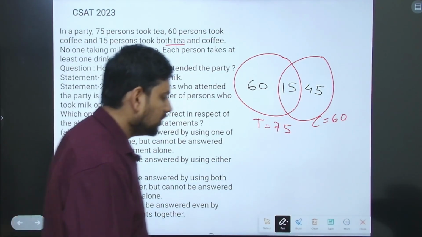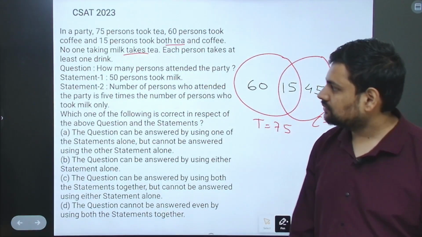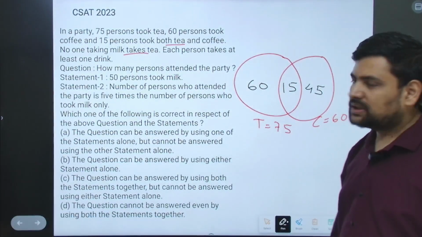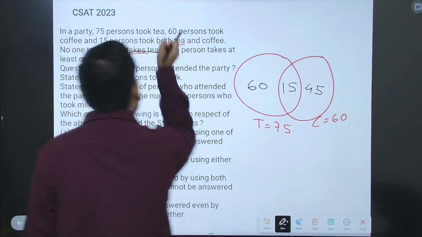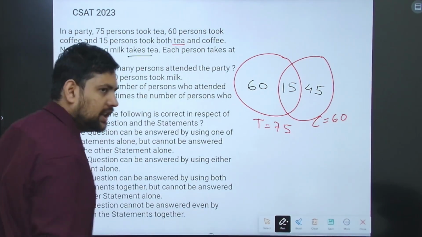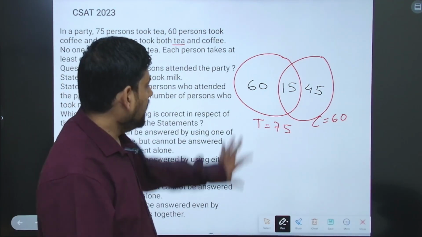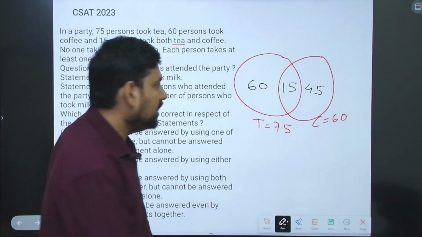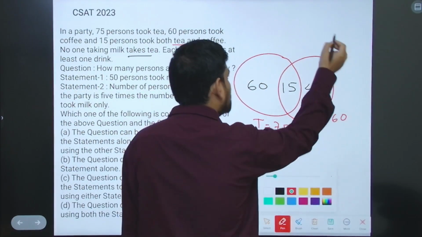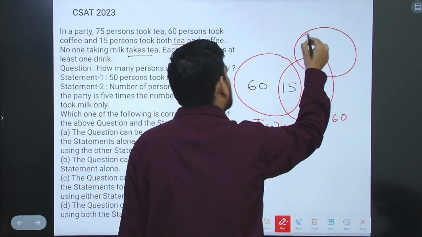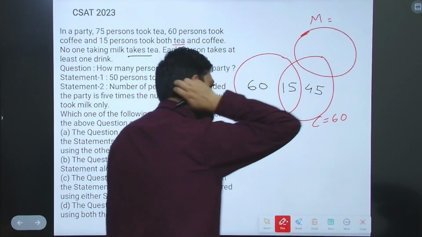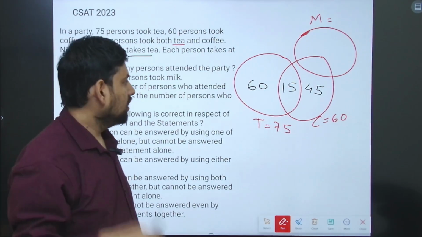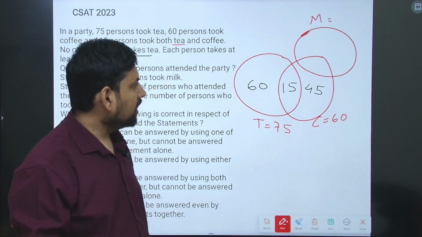Okay, now only coffee. Then it says no one taking milk takes tea. So anybody who's taking milk does not take tea. Then what you do? That means milk will be somewhere here, maybe intersecting with the coffee, does not matter, but not with tea.